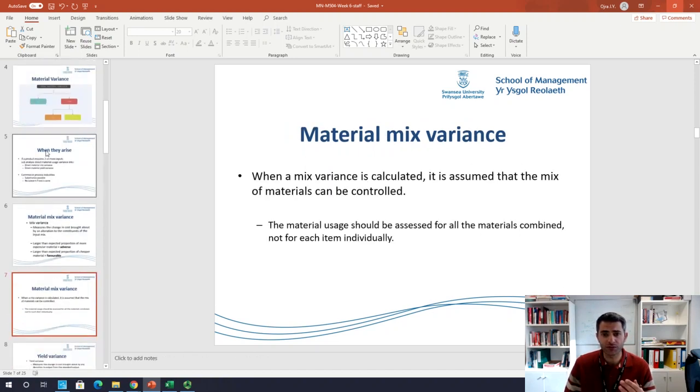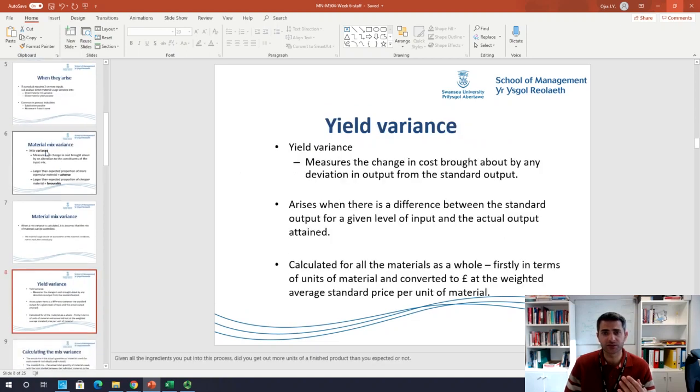In terms of the yield, the yield talks about what, given all the ingredients you put into the process, did you get out more units of finished product than you expected or not? So we expect, for example, 1,000 units of output. Did we get more or less? That's yield. When you talk about the mix variance, you talk about input, and when you talk about the yield, you talk about the output.